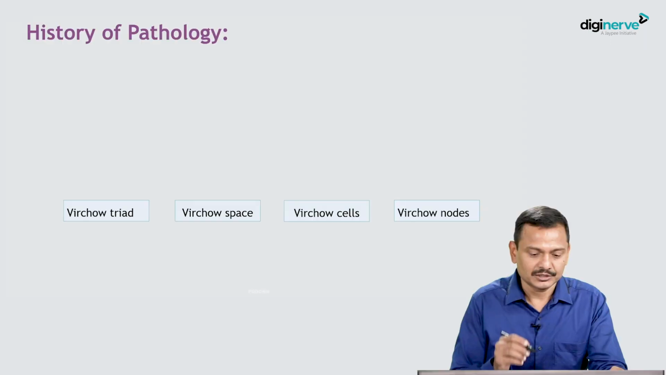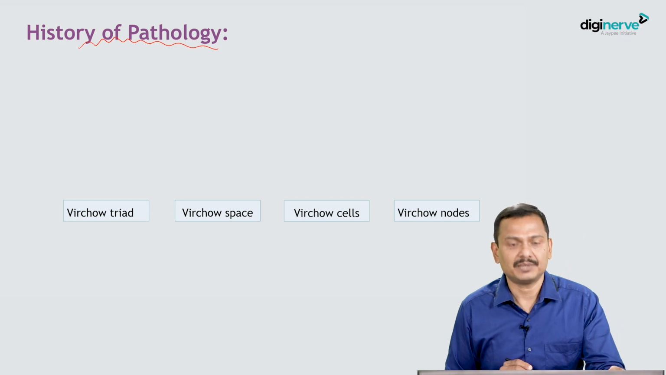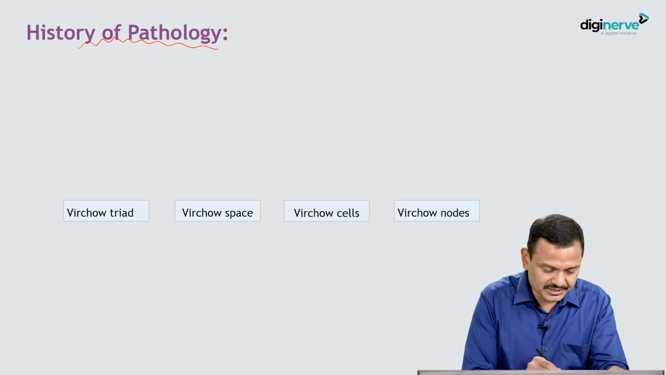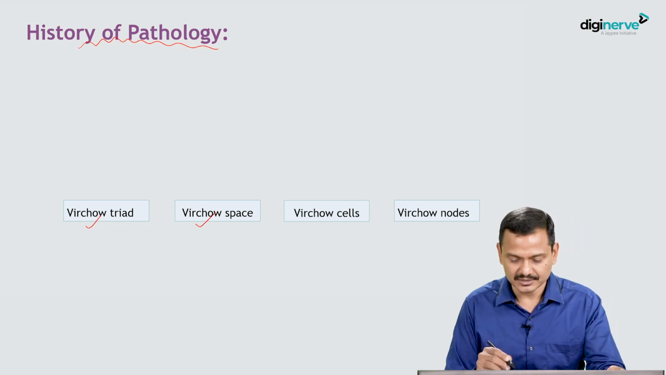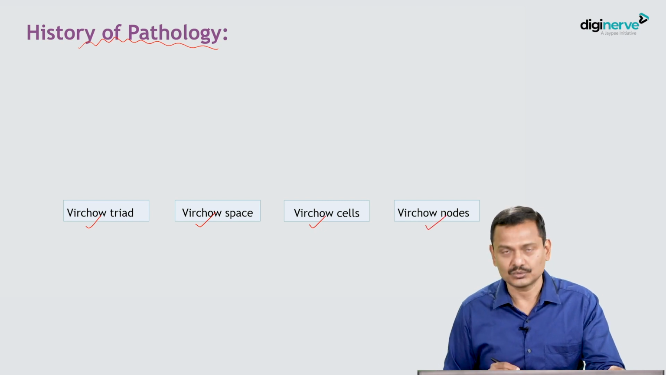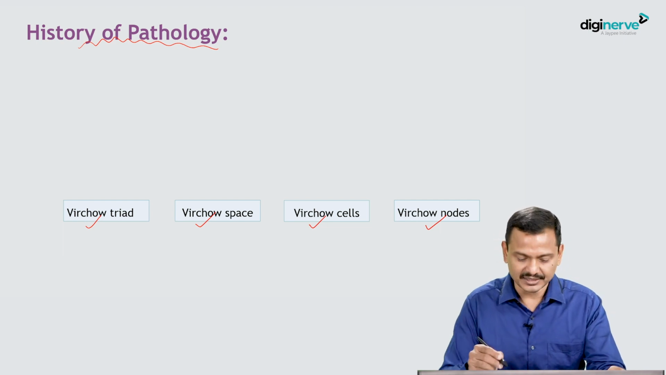Now we move on to pathology. Okay, the history of pathology. If you see here, I have mentioned four terms. First is Virchow triad, second is Virchow space, third is Virchow cells, and the fourth is Virchow nodes. Now if you see, all these four terms have one thing in common, that is Virchow.